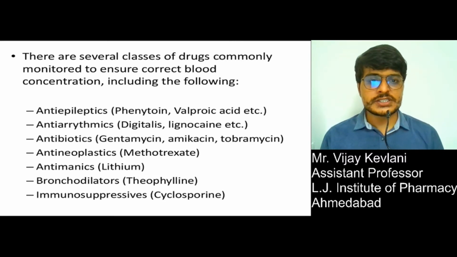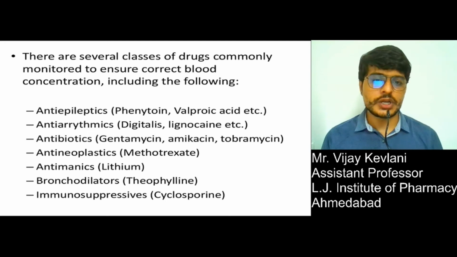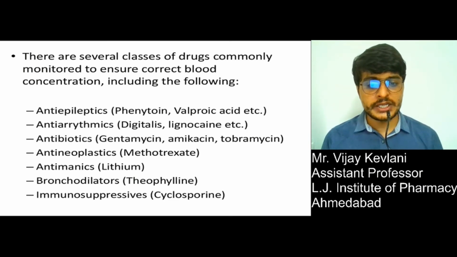There are several classes of drug commonly monitored to ensure correct blood concentration, which includes anti-epileptic, phenytoin and valproic acid, anti-arrhythmic, that is digitalis and lignocaine, antibiotics, that is gentamicin, amikacin, tobramycin, anti-neoplastic, that is methotrexate, antimaniac, that is lithium, bronchodilators, that is theophylline, and immunosuppressants, that is cyclosporine.